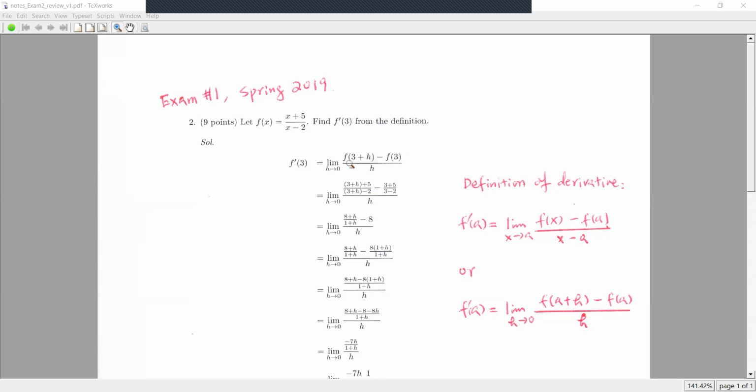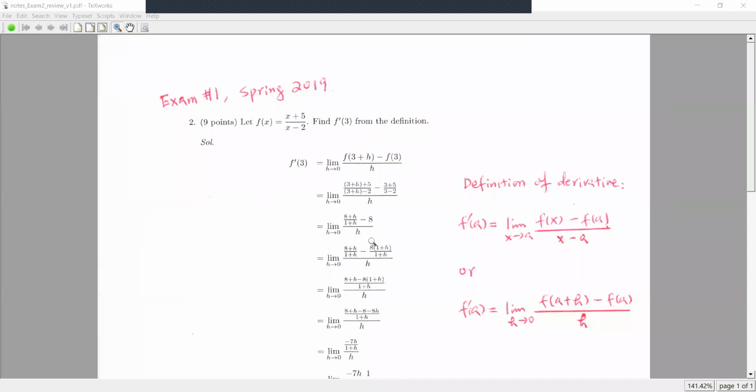To find f of 3 plus h, replace all the x by 3 plus h here. Then f of 3 plus h is this quotient. To find f of 3, replace all the x by the number 3. Then f of 3 is this quotient. Simplify the numerator, then I have this equation.